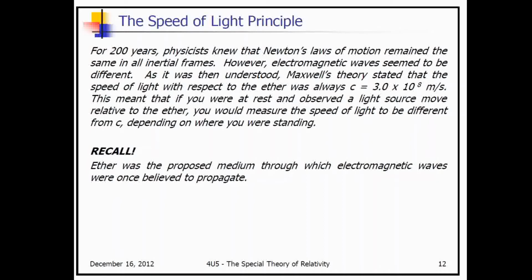As it was then understood, Maxwell's theory stated that the speed of light with respect to the ether, this was still when we had the idea that ether was this fluid that exists around all the planets, was always 3.0 times 10 to the 8 meters per second. This meant that if you were at rest and observed a light source move relative to the ether, you would measure the speed of light to be different from c, depending on where you were standing.